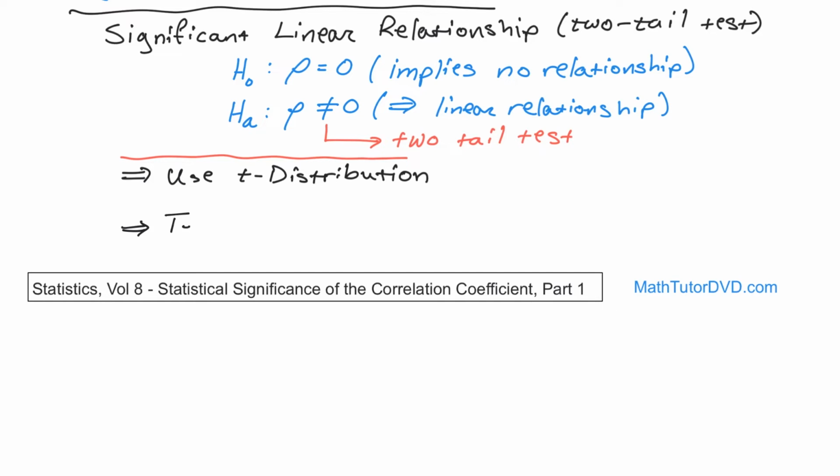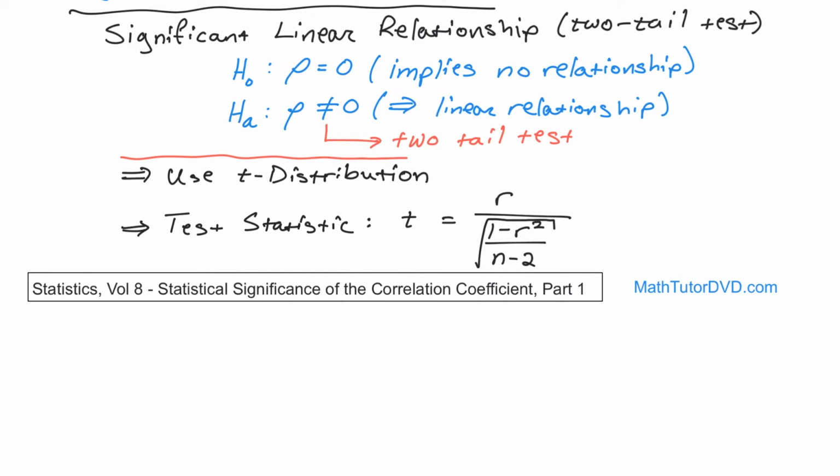So the test statistic for all of these problems is going to be the following. It's the t-distribution, so your test statistic is going to be a t, and it's going to equal the following. It's a little bit ugly, it's not too bad. r divided by a giant square root of 1 minus r squared, divided by n minus 2. So that's going to be your test statistic.